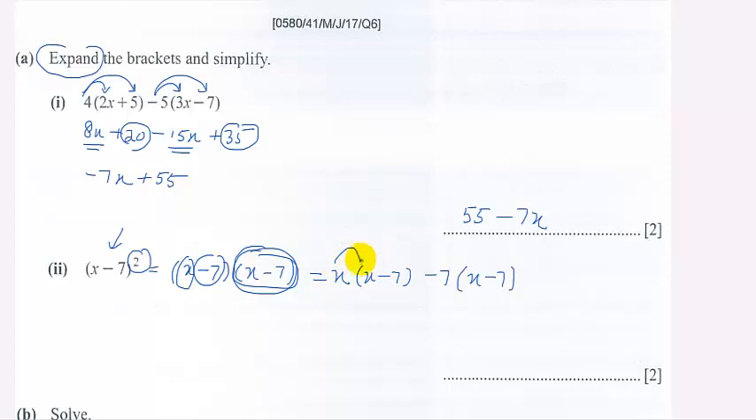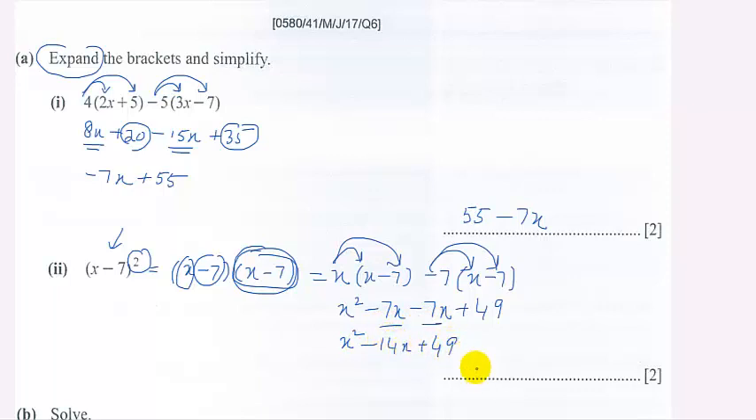Now I will expand. It will be x square, multiply with this minus 7x. Now I will multiply this minus 7x, I will multiply with this, minus minus plus 49. Okay, so it is x square minus 7x minus 7x, that is minus 14x, plus 49. So this is our final answer. Two marks.